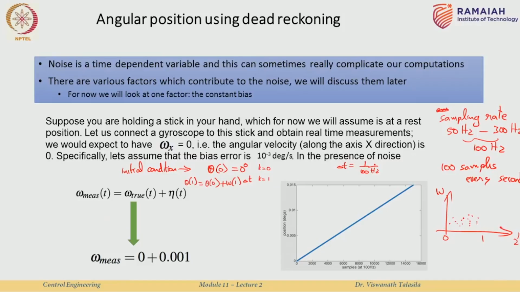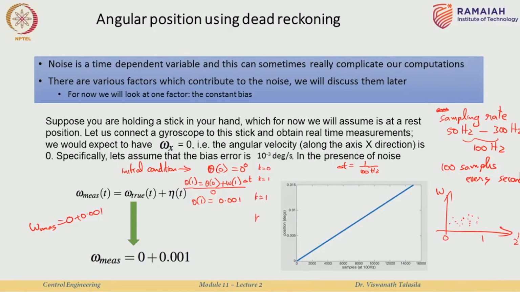So we are going to look at this expression now. What was theta of 0? That was 0. What is omega of 1? If it is a gyroscope made by God, it will show that its omega measured is exactly equal to 0, but it is not made by God. So you always have a small bias. Let us see what theta of 1 becomes. Theta of 1 will become 0.001. This is at k equal to 1.